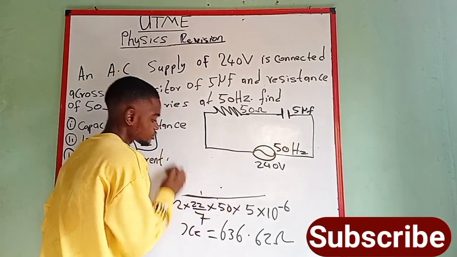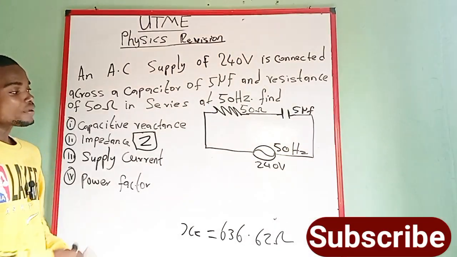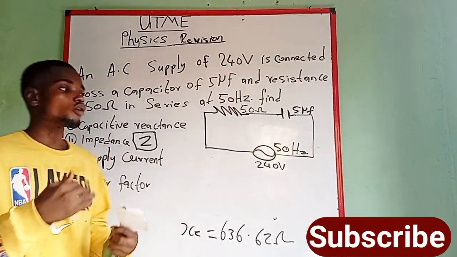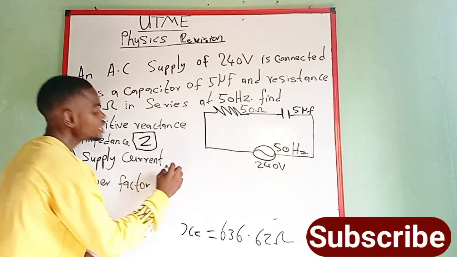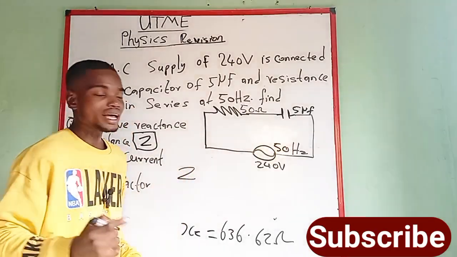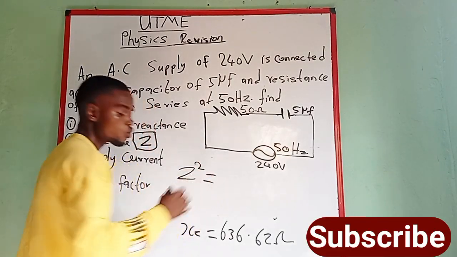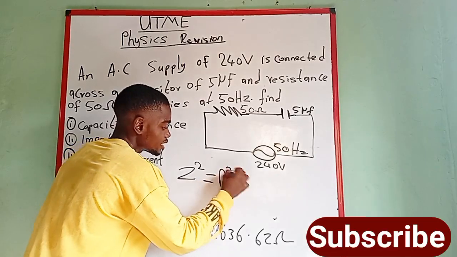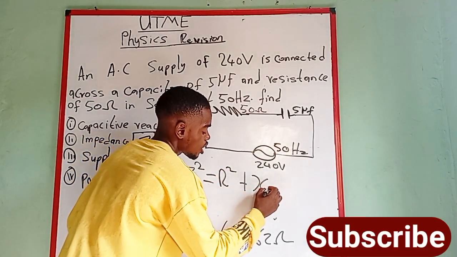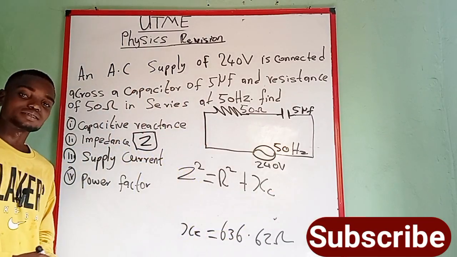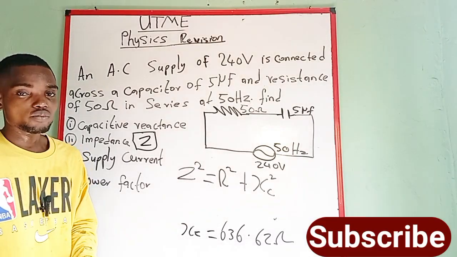Hence, we are going to clean this. The next one, we are asked to find the impedance. Now, impedance, like I told you, is the total opposition of current in this circuit, not the resistance. So, impedance is given to be Z squared is equal to R squared, resistance squared, plus capacitive reactance squared. Why is this so?